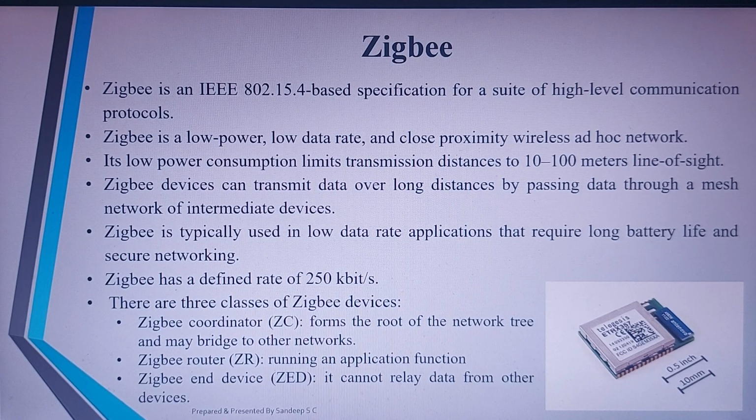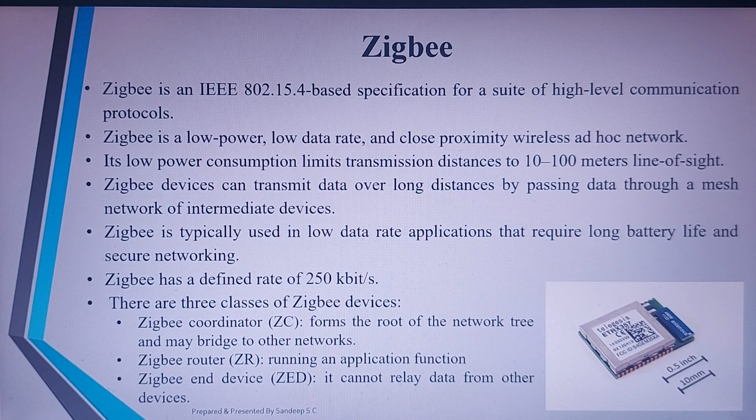Again, this is a close proximity wireless ad hoc network basis. On an ad hoc network basis, we know that whenever a device comes within the particular range, that device will be identified automatically by the network. And when it goes out, it will be removed from the network. That's called ad hoc operation. Its low power consumption limits the transmission distance to 10 to 100 meters. Again, it is line of sight communication. As it's low power, the range is also very limited.